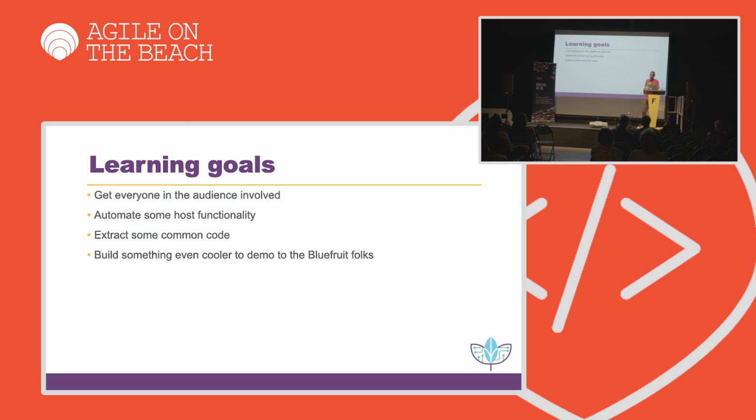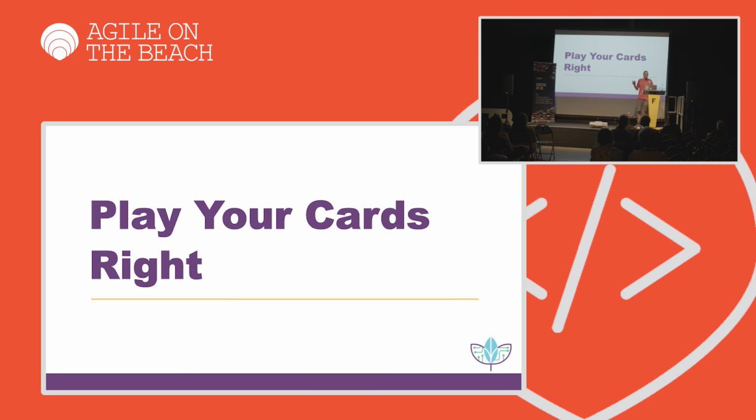Extract some common code out into our base class and into our player class. Because teams and players, they all have points, they all have goes, they all have rounds. It seemed a good thing to pull out. And build something even cooler to build Agile on the beach. So I sketched these out in my notebook. I brainstormed a bit and I asked myself, what could I do to fulfill these goals? And I came to the natural conclusion. Play Your Cards Right.